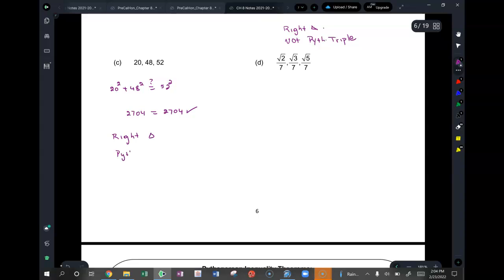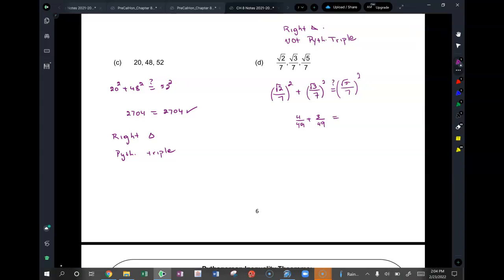Right triangle and Pythagorean triple. Okay, the other one: root 2 over 7 squared plus root 3 over 7 squared. Is this equal to root 5 over 7 squared? So 4 over 7, 3 over 7. Yes? I'm sorry, 49. Huh? Oh my God. Now I'm rushing.